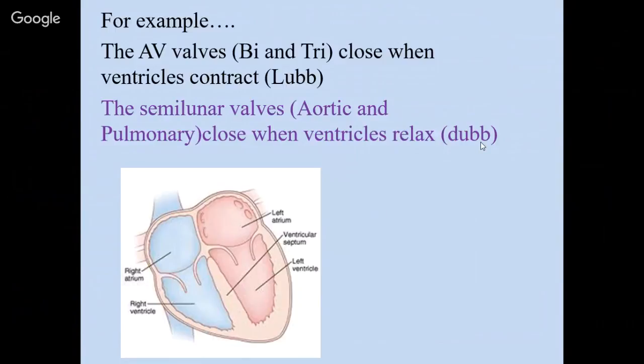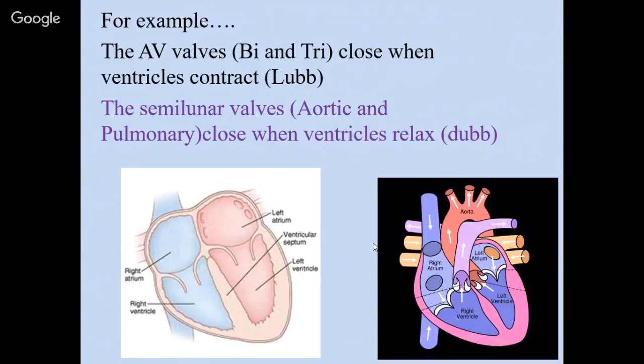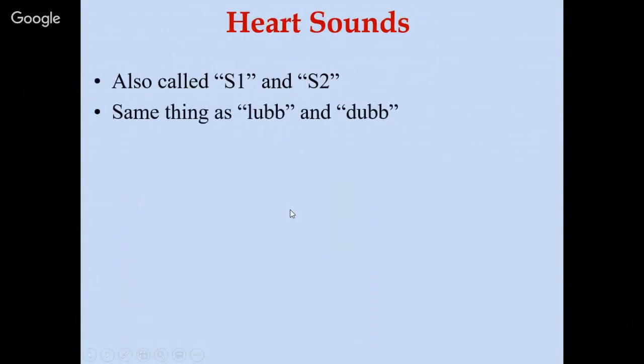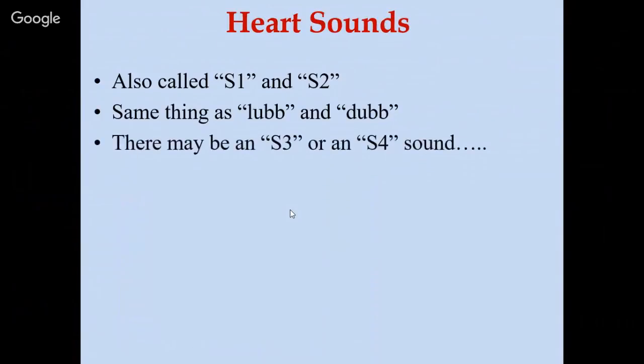So if you document S1, S2, that means that you heard S1, S2, and no other heart sounds. Now remember, S3, 3 looks like a heart failure when you hear S3. S1, S2, lub-dub. There may be an S3 or an S4 sound. These are irregular. These are not normal.